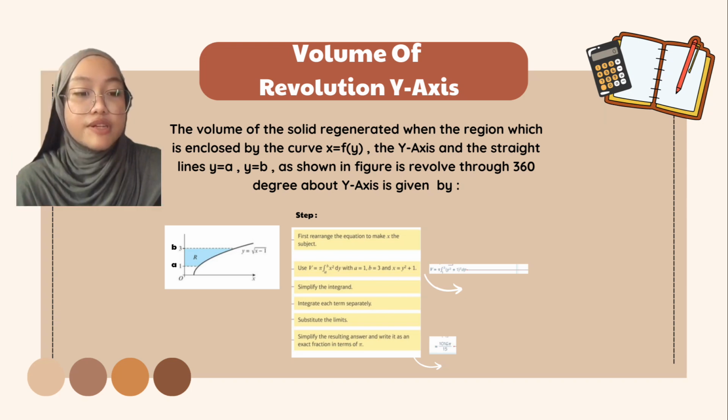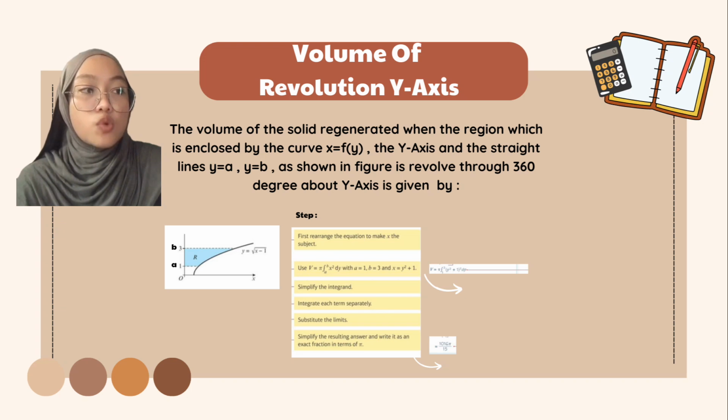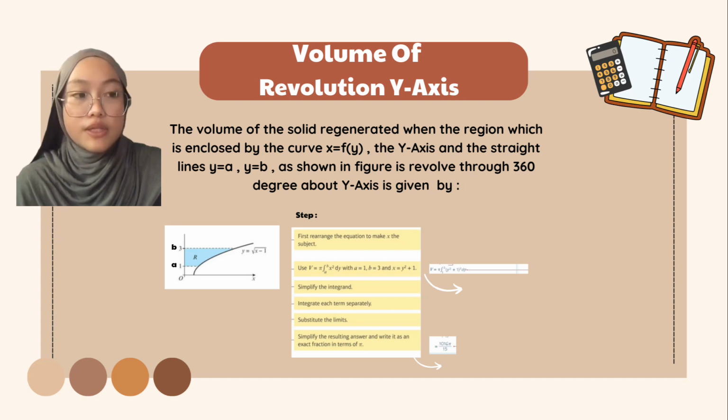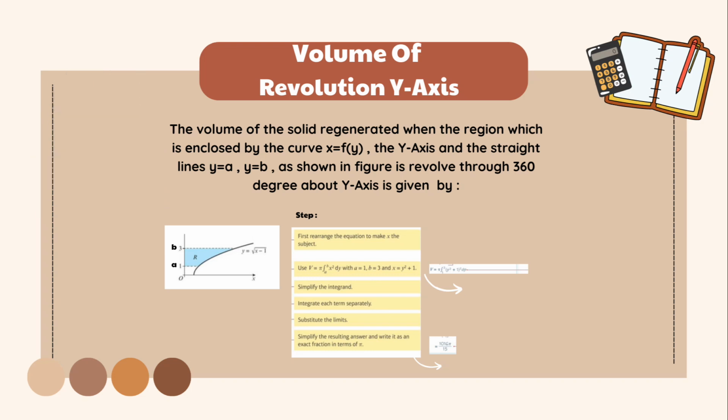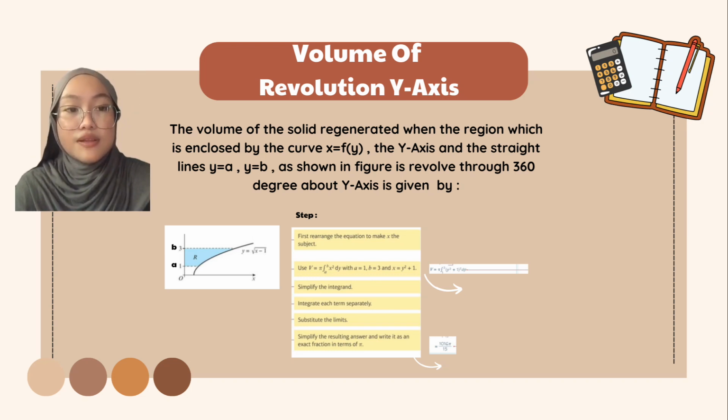First, rearrange the equation to make x the subject. From y equal to square root of x minus 1, we get x equal to y to the power of 2 plus 1. Next, use the equation given with a equal to 1, b equal to 3, and x equal to y to the power of 2 plus 1, as shown next. Next, simplify the integrand. Integrate each term separately, and next, substitute the limits. And last, simplify the resulting answer and write it as an exact fraction in terms of pi, as shown next.